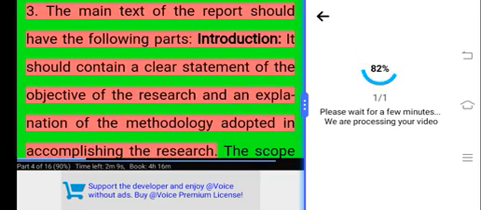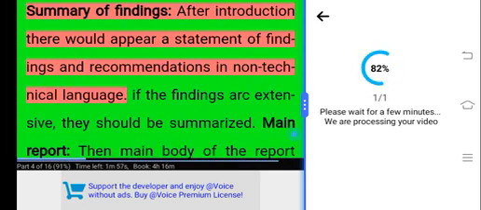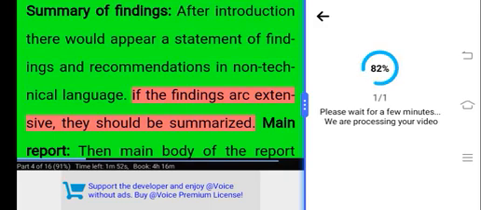3. The main text of the report should have the following parts. Introduction. It should contain a clear statement of the objective of the research and an explanation of the methodology adopted in accomplishing the research. The scope of the study along with various limitations should as well be stated in this part. Summary of findings. After introduction there would appear a statement of findings and recommendations in non-technical language. If the findings are extensive, they should be summarized.